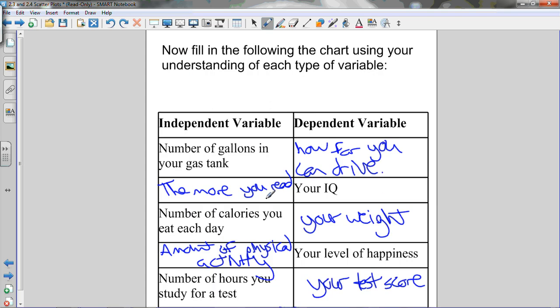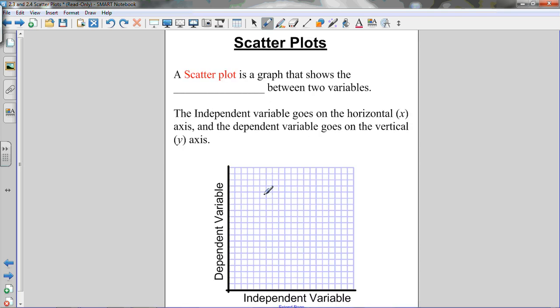Now let's look at a scatter plot. A scatter plot is a graph that shows the correlation, or relationship, between two variables. The independent variable goes on the horizontal x-axis, like I just said, and the dependent variable goes on the vertical y-axis. So here's your y, here's your x. That's always the way you should have it when you make a scatter plot.